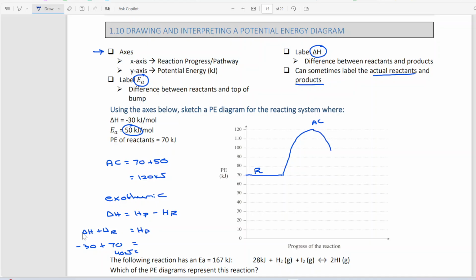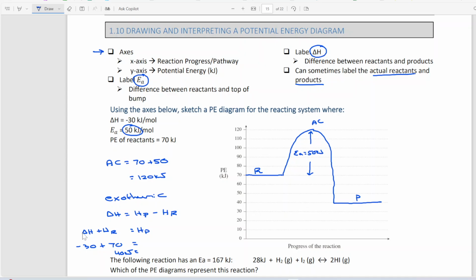Okay, so then I'm going to make this activated complex drop down to 40 kilojoules, and that is where my products are going to go. And then the two things I'm going to make sure that I label, you can label more, but I'm going to label my activation energy. So it's the difference between my reactants and my activated complex. So I'm going to put energy of activation is 50 kilojoules.